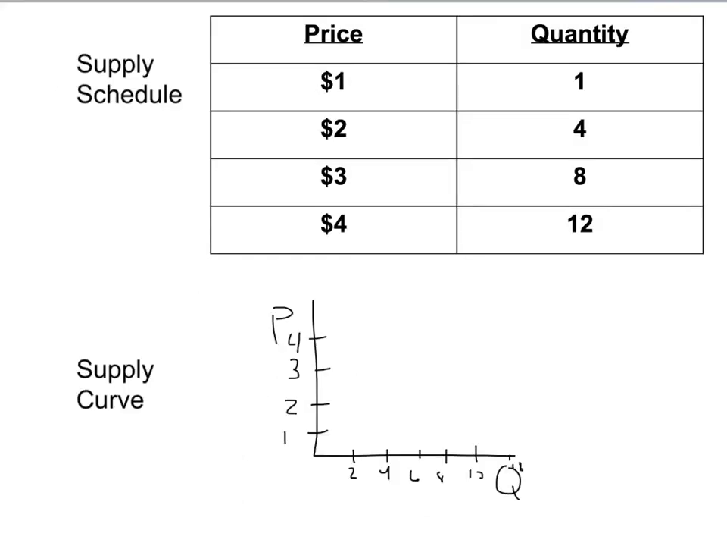So up above we have our supply schedule. It shows what the price and quantity would be. So if we graph it into a supply curve, at $1, one quantity, put a dot; at $2, 4 quantity, another dot; $3, 8; and $4, 12. We connect the dots and we create a supply curve from our supply schedule.